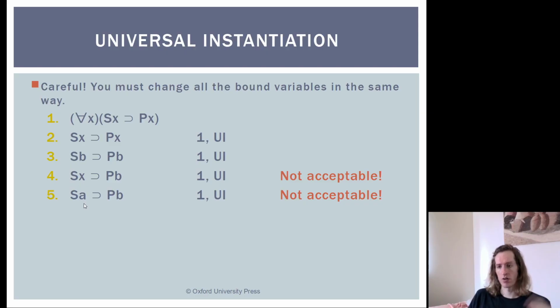We can't say there is, for something A, if something A has property S, then something B has property P. That doesn't work. So with the universal statement, we can do two things. We can instantiate with variables, like in line 2, or we can instantiate with constants, like in line 3. But everything has to be instantiated using the same constant or the same variable.